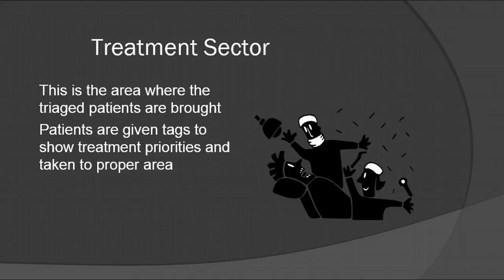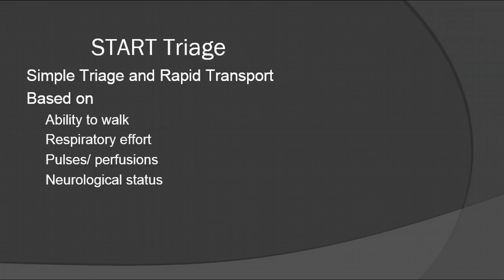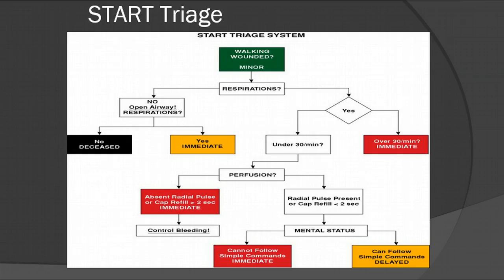Treatment sector. Again, this is the area where the triage patients are brought. Patients are given tags to show their treatment priorities. And, well, who goes where? Well, we have START field guides, and what that stands for is simple triage and rapid transport. And basically what you'll see is, I'm just going to fast forward a little bit so you can see what the deal is here. So you have green patients, you have yellow patients, and you have red patients. And then you have black patients. So these are all different categories.